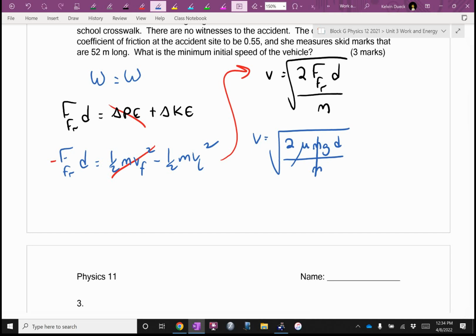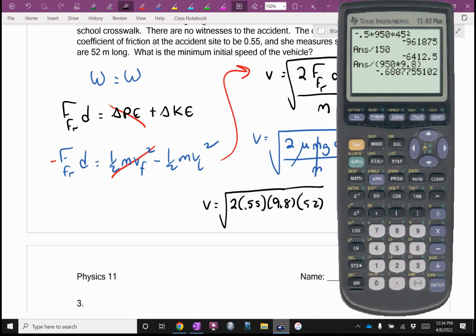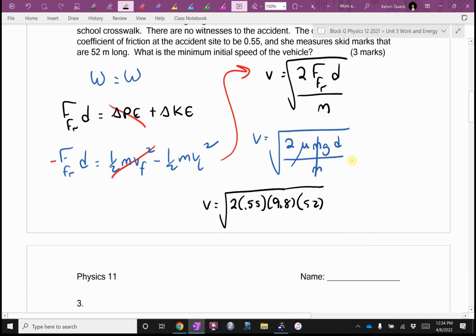And I end up with the minimum speed must have been 2 times 0.55 times 9.8 times 52. Oh, divided by nothing. 2 times 0.55 times 9.8 times 52. That's way too fast. Oh, square root. And I get 23.7 meters per second.